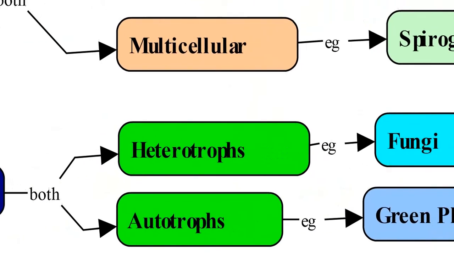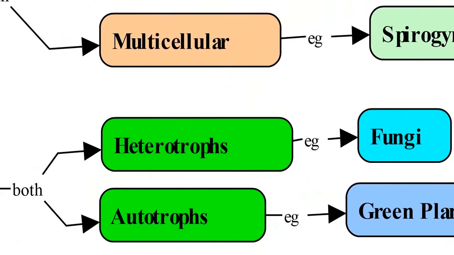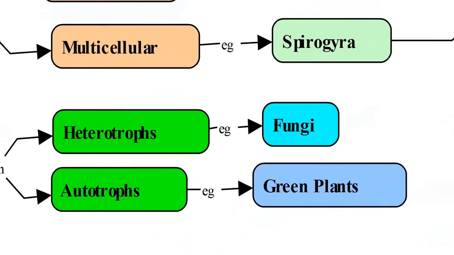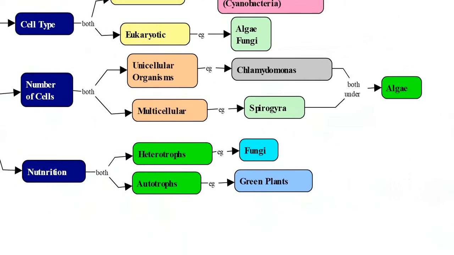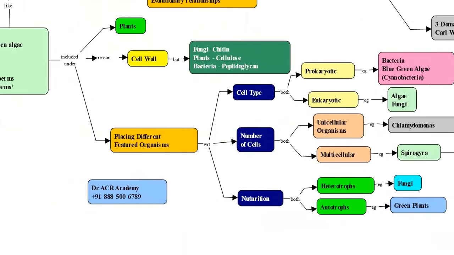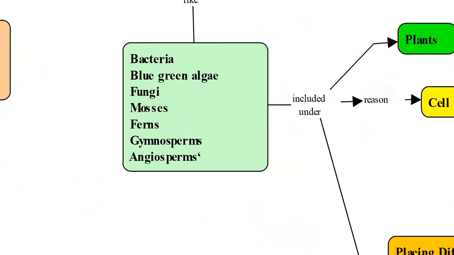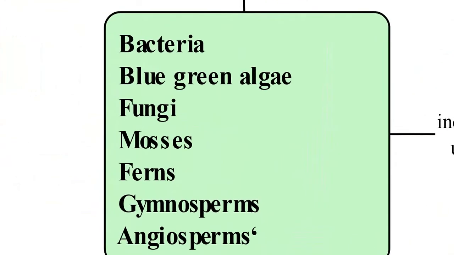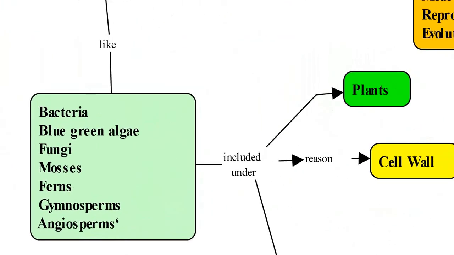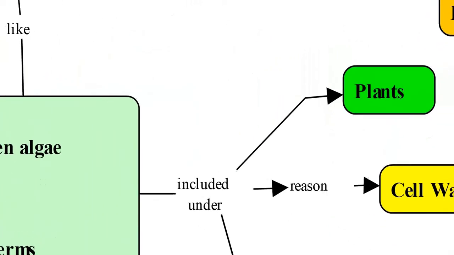So when you look at the heterotrophs present in the group, that includes fungi. Autotrophic organisms include the green plants as well as some of the photosynthetic bacteria. So without differentiating all these factors, without considering all these parameters, he places all these organisms under a single kingdom: organisms like bacteria, blue-green algae, fungi, mosses, ferns, gymnosperms, angiosperms, all placed under the single kingdom, the Plantae. So these are the errors.